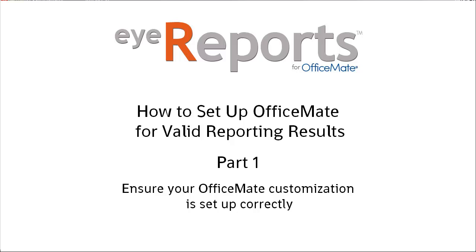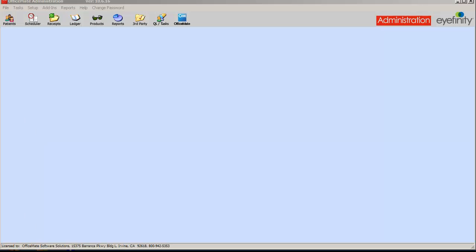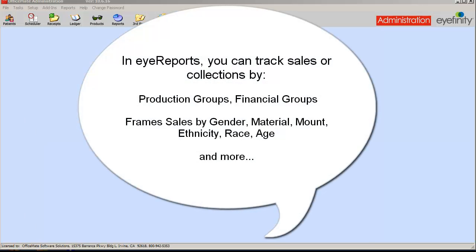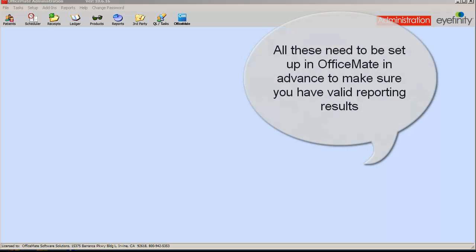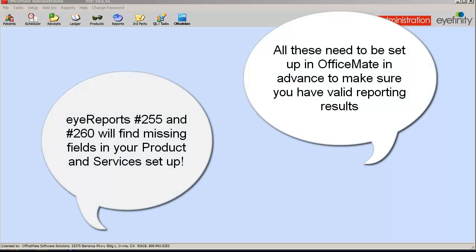This is the first part of a two-part series on how to set up OfficeMate for valid reporting results. In eyeReports, you can track your product sales by production groups, your frame sales by gender, material, amount, your frame sales by ethnicity, race, age. All these need to be set up in advance to make sure you have valid reporting results.